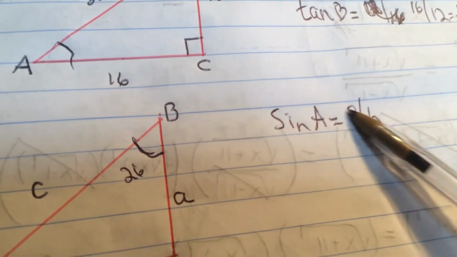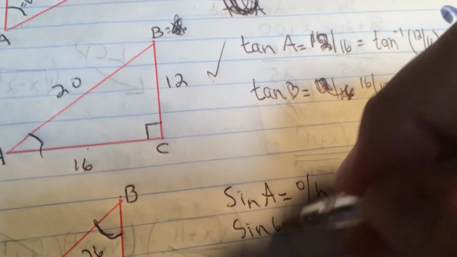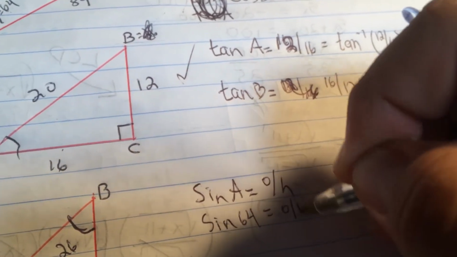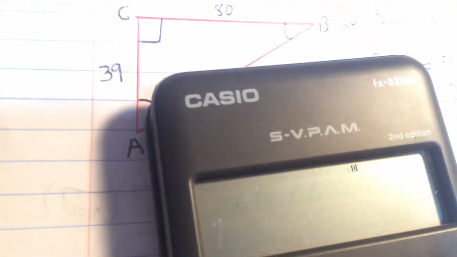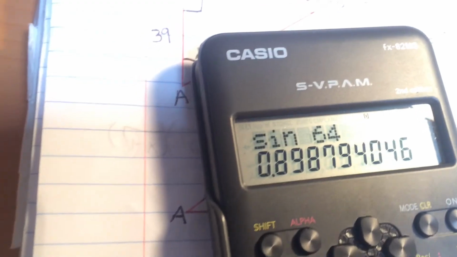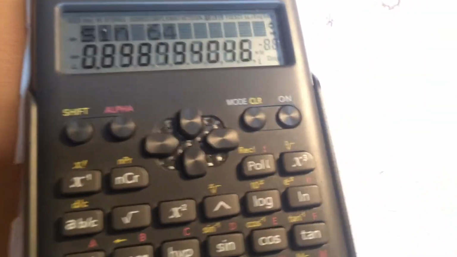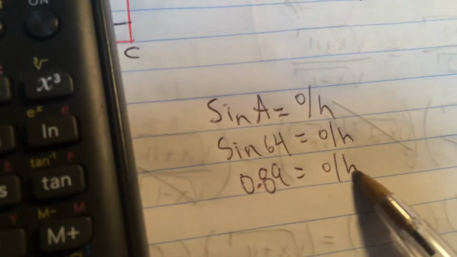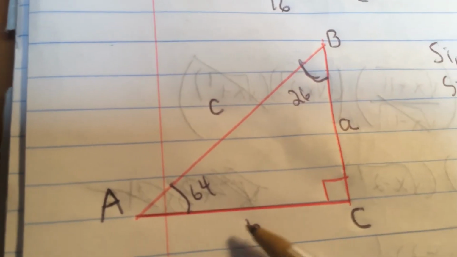So what do we find using sine of A? Sine of A, we know that it's opposite over hypotenuse. So what if we have sine of 64 is equal to opposite over hypotenuse? Sine of 64, we know it's 0.89. So we have this. Now, this is just an example, right?